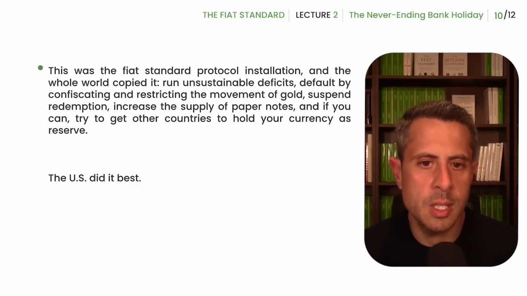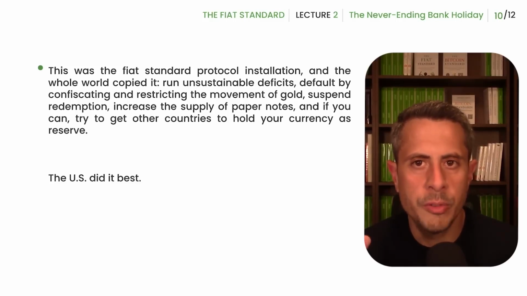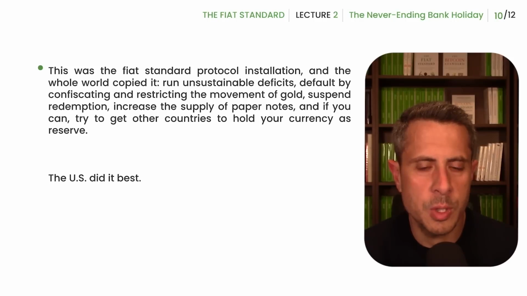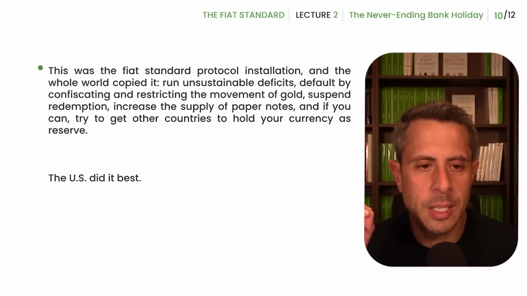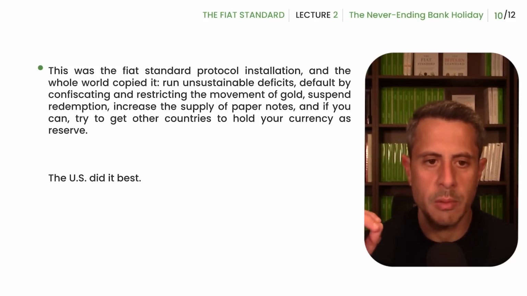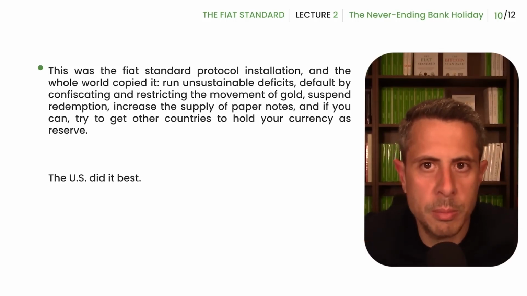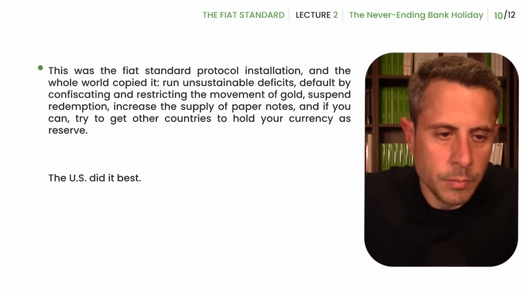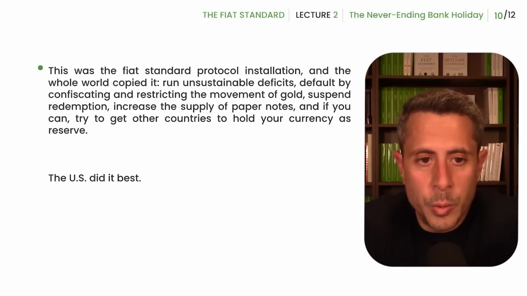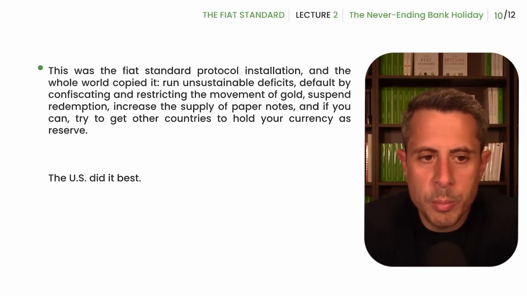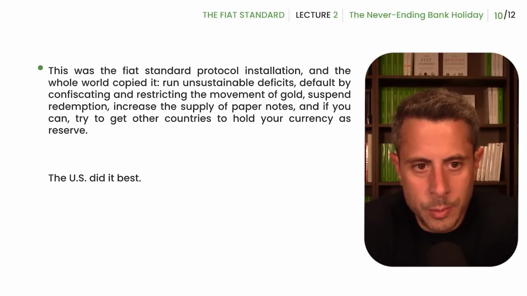First, you run unsustainable deficits. You default by confiscating and restricting the movement of gold. And this is a very important point. The confiscation of gold is default. It's not called default, but it is default because the government had promised that they would redeem your papers for gold, but then they just go ahead and tell you, no, you can't redeem your paper for gold. Here's more paper. So that's a default, really.